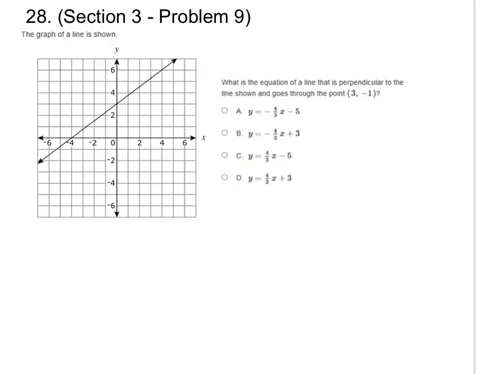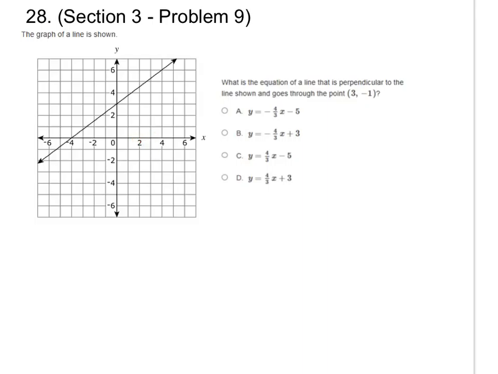Question 28 says the graph of a line is shown. What is the equation of a line that is perpendicular to the line shown and goes through the point (3, -1)? So the point (3, -1): if I go to the right 3 and then go down 1, the point is right here.